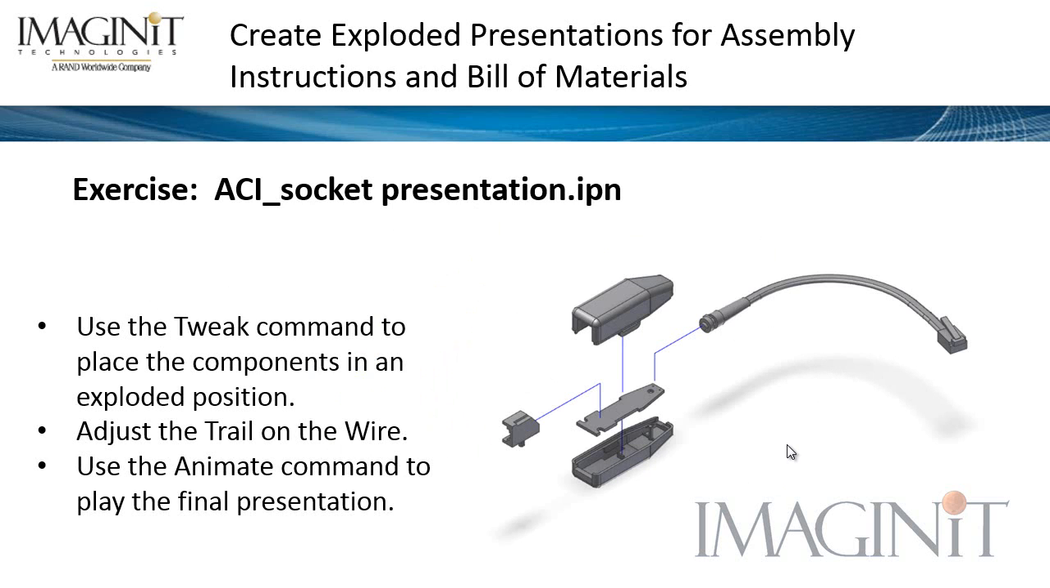What I want you guys to do now, I want you to open up Inventor, and I want you to open up the ACI socket presentation IPN file. I want you to use the instructions that are up on the screen to build your exploded view. You're going to use the tweak command to place the components in the exploded view just as I showed you during the demo. After you've done the tweak, if you want to make adjustments, you can just use the trails. You can drag the trails and reposition the parts if you want to try that. And then when you get finished, go ahead and use the animate tool and animate your design.